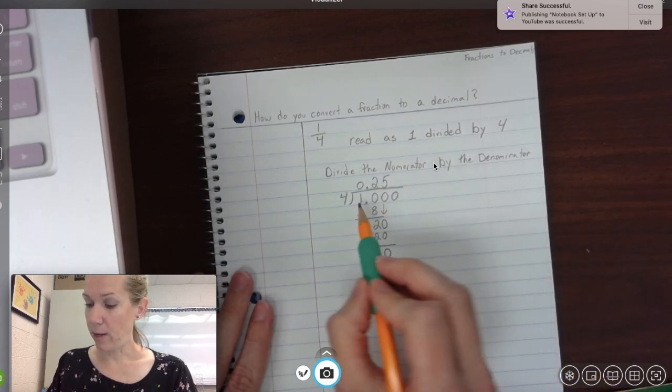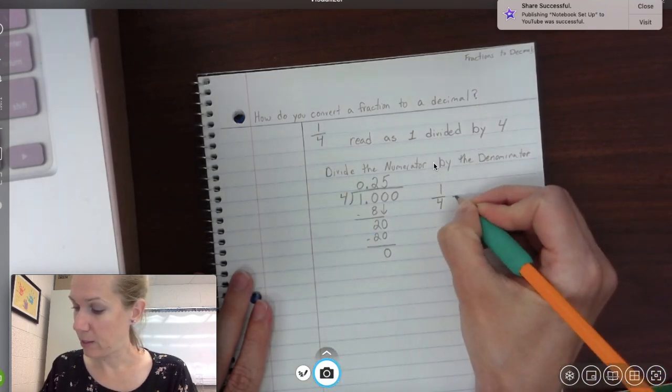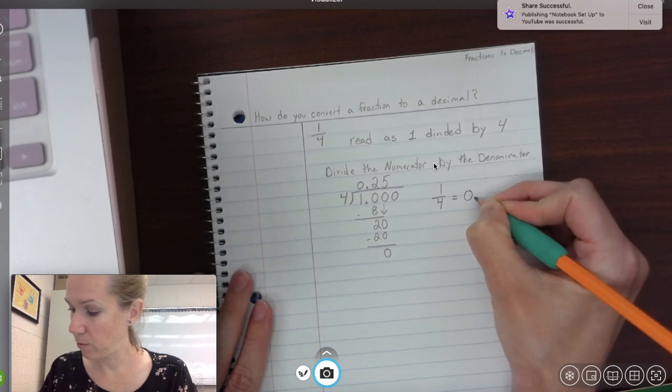So now I know that 1/4 is equal to 0.25 or 25 hundredths.